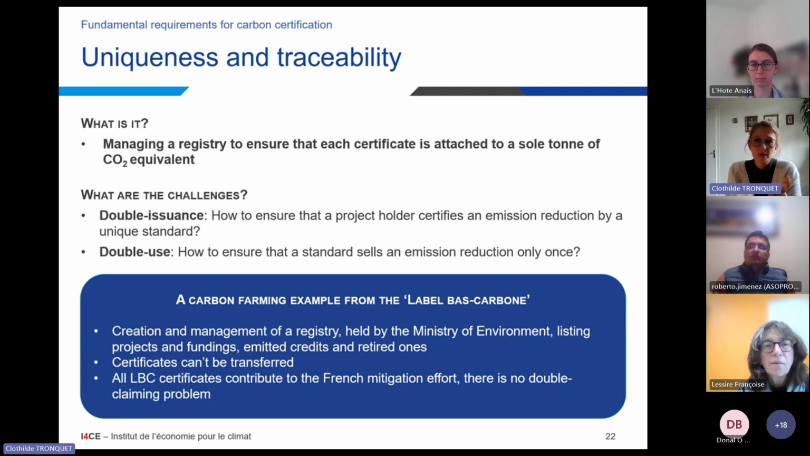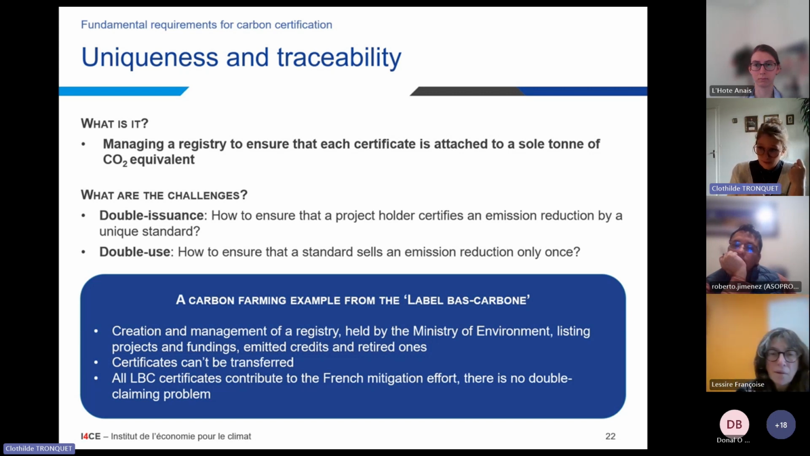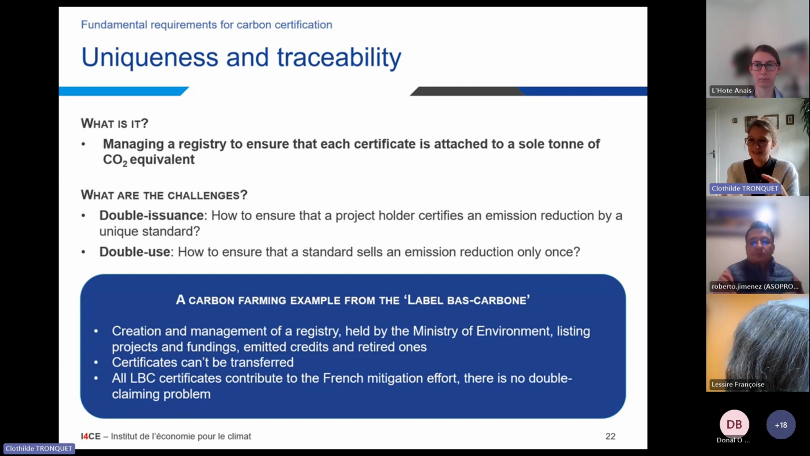So it's usually through registries that this is done. With the Label Bas Carbone, we do have a registry that is held by the Ministry of Environment. They list the projects, the fundings, and what are the emitted credits, which ones were already used, we say retired. And there is one measure that is really specific to the Label Bas Carbone, which is the fact that the certificates can't be transferred, which guarantees, or at least limits, the risks that there would be double uses.